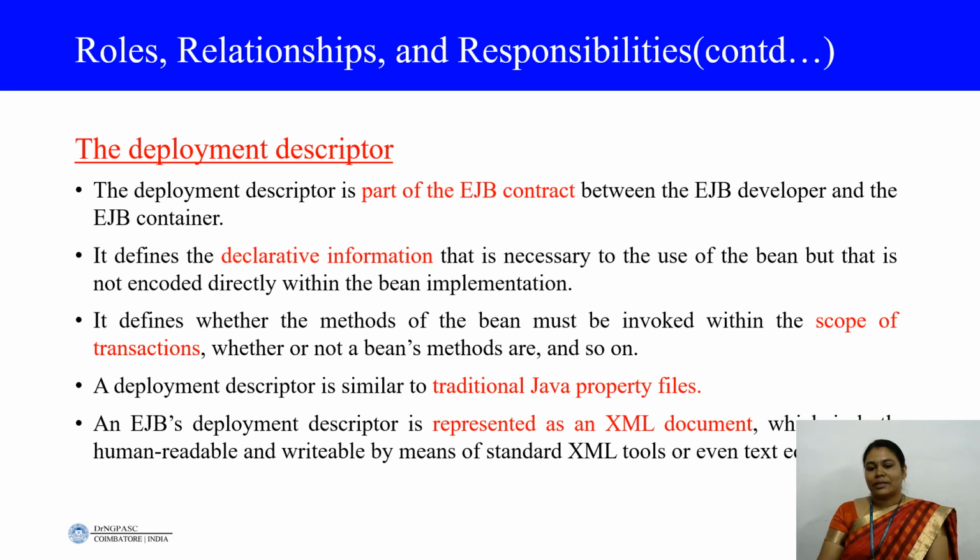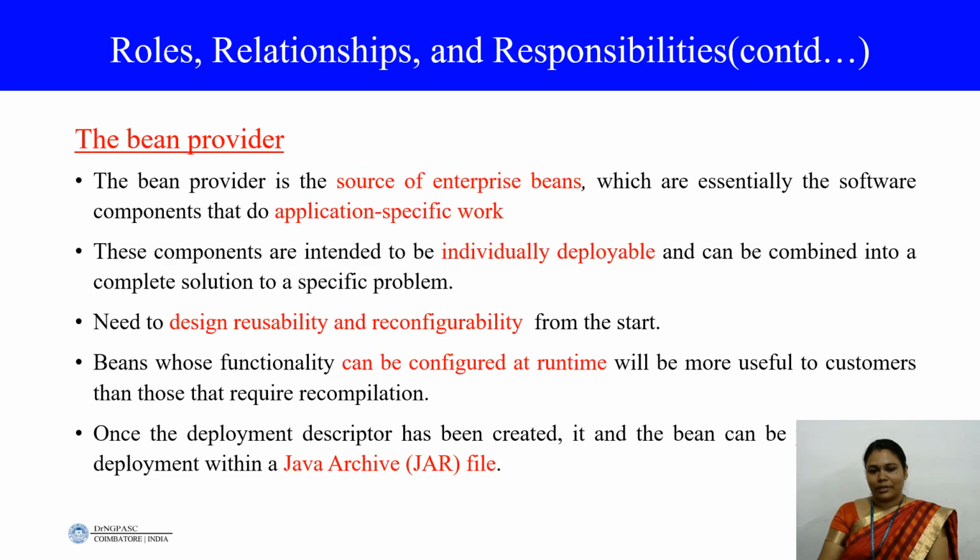This descriptor is similar to traditional Java property files, which hold deployment information. The EJB deployment descriptor is represented as an XML document, which is both human readable and writable by using XML tools in the text editor.